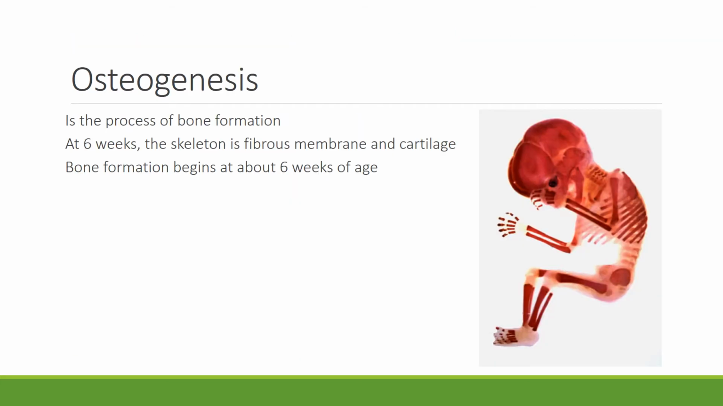Osteogenesis is the formation and development of bony tissue. At 6 weeks, the skeleton is composed of fibrous membrane and cartilage, and this needs to be converted to bony tissue. This bone formation begins at about 6 weeks of age. It's important before this to have a more pliable skeleton, a fibrous and cartilage skeleton, because this sometimes aids in the birth process when it's difficult to get the fetus through the birth canal.